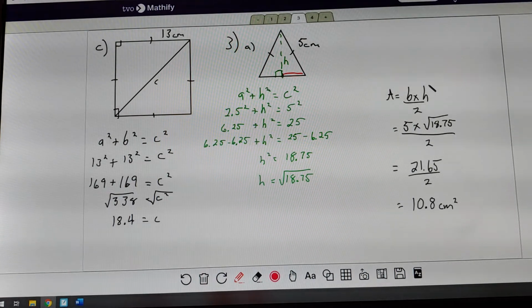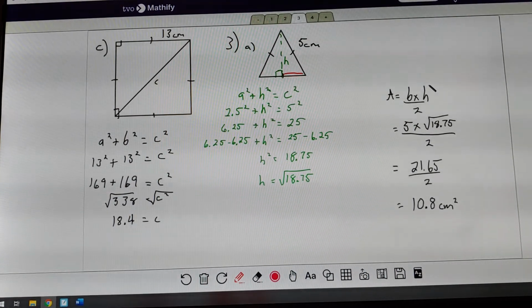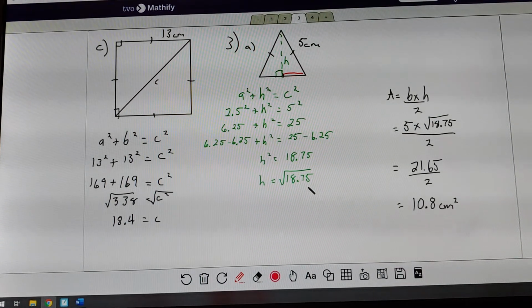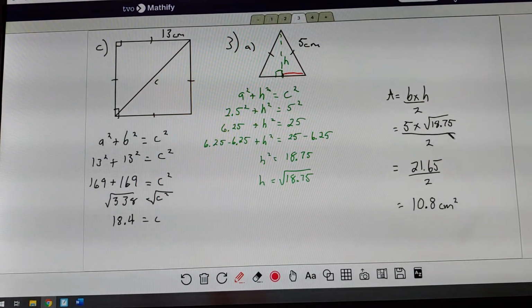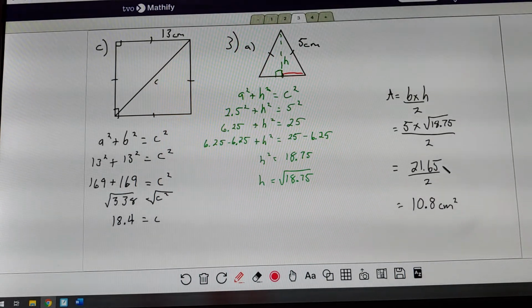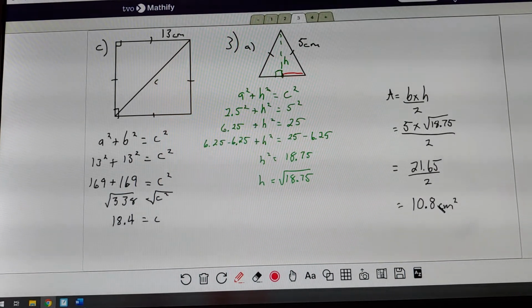So now our area formula. Area of a triangle is base times height divided by 2. Our base is 5 centimeters. Our height, we just found out, is square root 18.75 centimeters, divided by 2. So 5 times square root 1875 is 21.65. Divide that by 2, and we get 10.8.